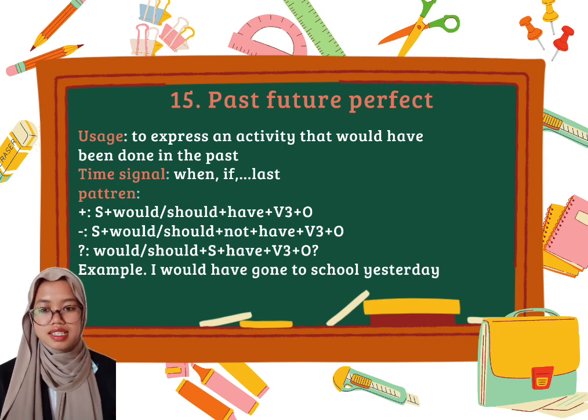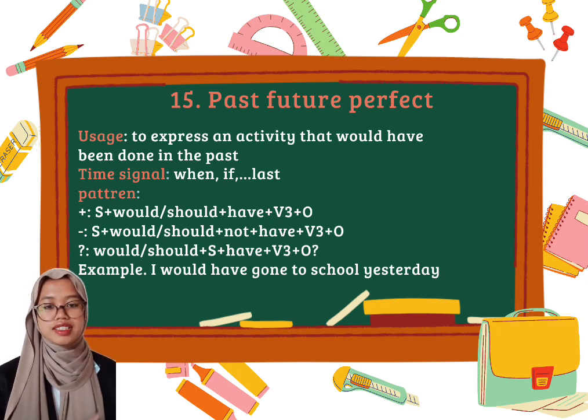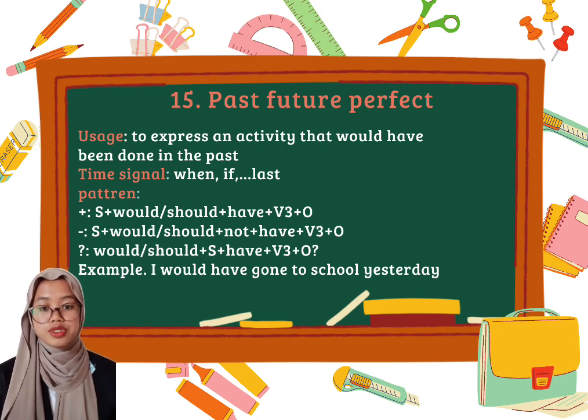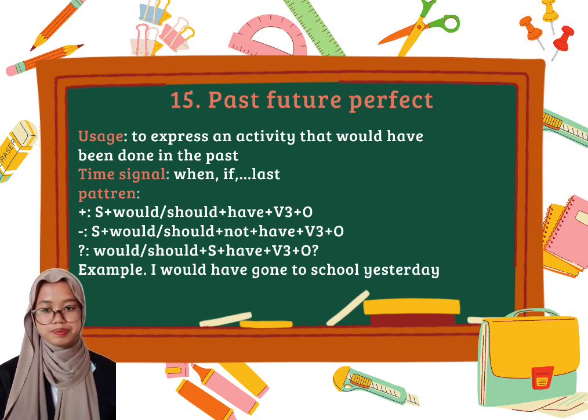And the next tense is past future perfect tense. This tense is used to express an activity that would have been done in the past. Time signals are when, if, and so on. And the pattern is subject plus would or should plus have plus verb 3 plus object. The example, I would have gone to school yesterday.